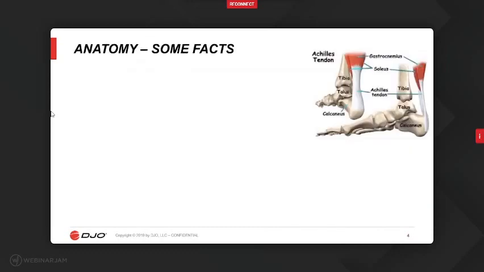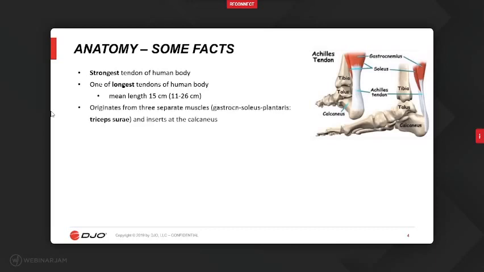So first, some facts on the anatomy. The Achilles tendon is the strongest tendon of the human body. It is also one of the longest tendons. The mean length is 15 centimeters and ranging between 11 and 26 centimeters. It originates from 3 separate muscles, the gastrocnemius, the soleus, and the plantaris. This is the triceps surae, and it inserts at the calcaneus.